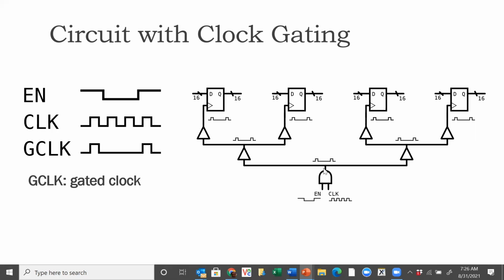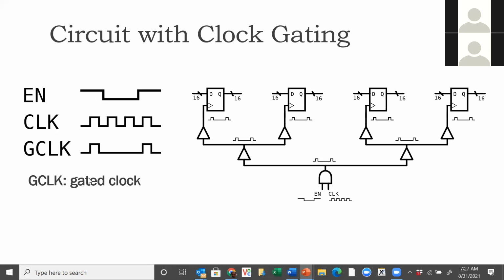Okay. So here you still have the same enable signal. You still have the same input clock with the 4 pulses, that's right here. But at the output of this AND gate, I have a new clock, I'm calling it gated clock because it's gated by this AND gate, GCLK, gated clock. And now in this gated clock, the 2 middle pulses have been eliminated because when those 2 middle pulses come in, the enable is 0. And so the AND gate does not pass those middle pulses to the clock tree.